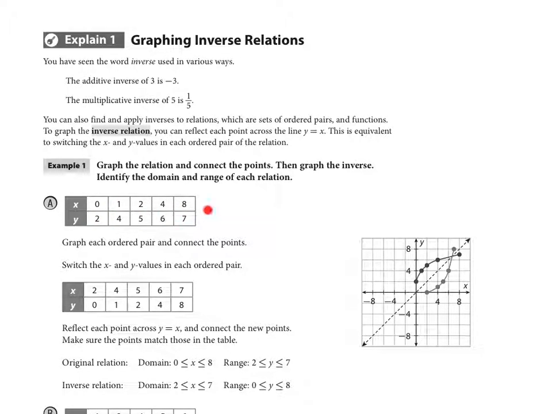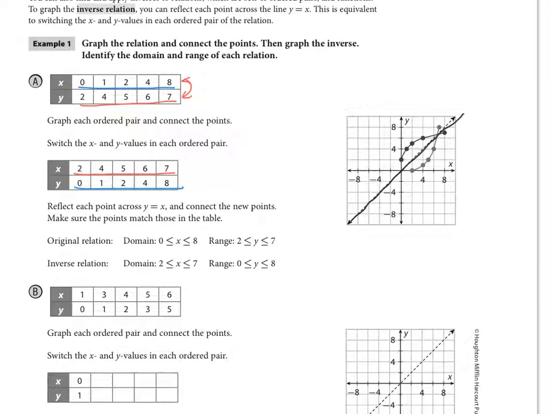It says graph the relation and connect the points. So you're graphing these points, you're connecting them. Then it says all you want to do is the inverse. So all you're doing to get the inverse is you're flip-flopping these. So your y's here all now become your x's here. Your x's here all now become your y's here. You graph those new points. Then when you graph the line y equals x here, it goes right down the middle of the graph. So that's a graphical representation of inverse.